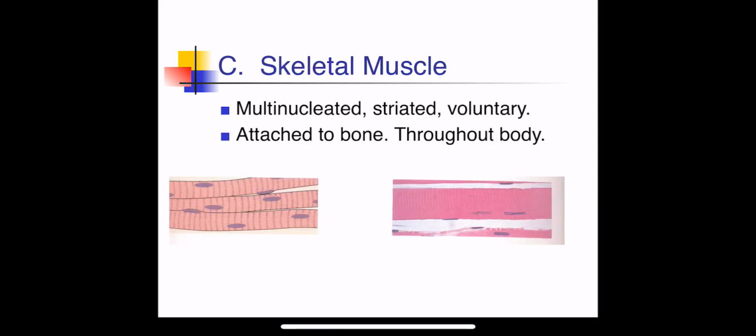And the last muscle we're going to talk about is your skeletal muscle. This muscle is multinucleated, the only one with multiple nucleus, as you can see in these photos. They are striated as well, but these are voluntary. They're attached to your bones throughout your body, and you choose to make these muscles work.